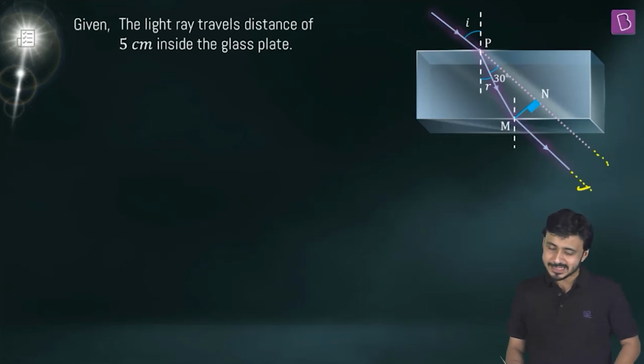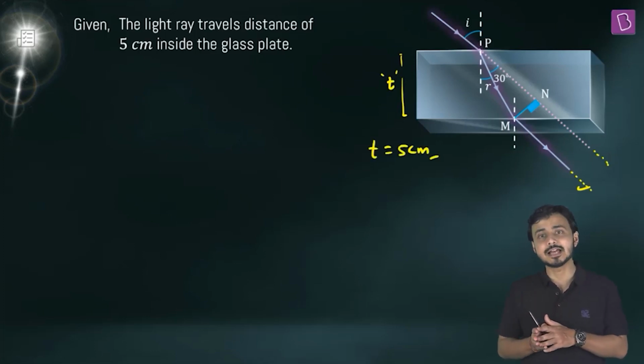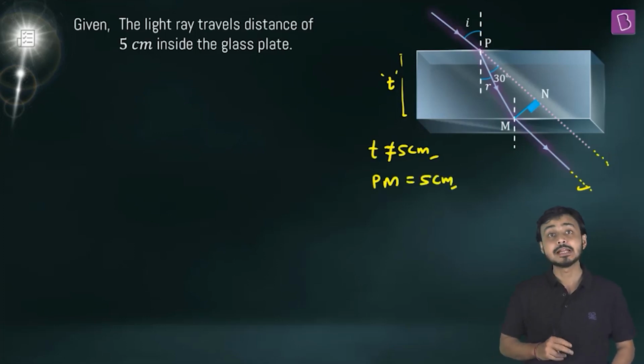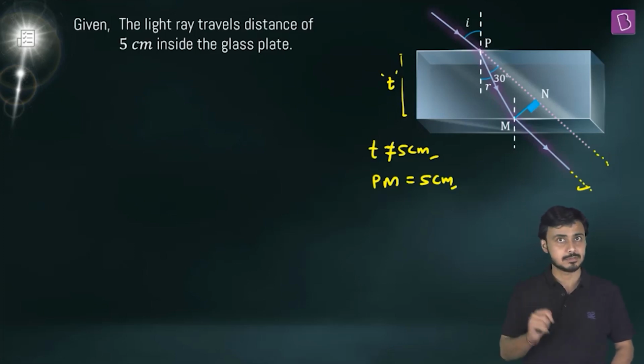I have been given that the light ray travels a distance of 5 centimeter inside the glass plate. Does that mean the thickness is 5 centimeter? No, the thickness is not 5 centimeter. T is not equal to 5 centimeter. It travels a distance inside the glass plate of 5 centimeter. PM is given to be equal to 5 centimeter in the figure. So P to M is 5 centimeter. T is not 5 centimeter, right?